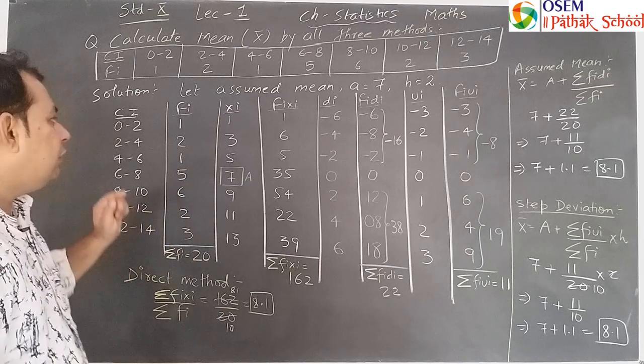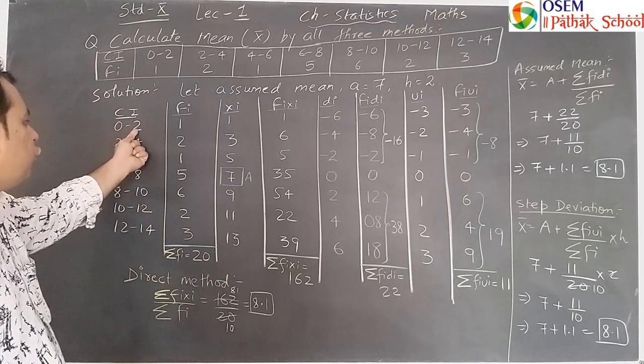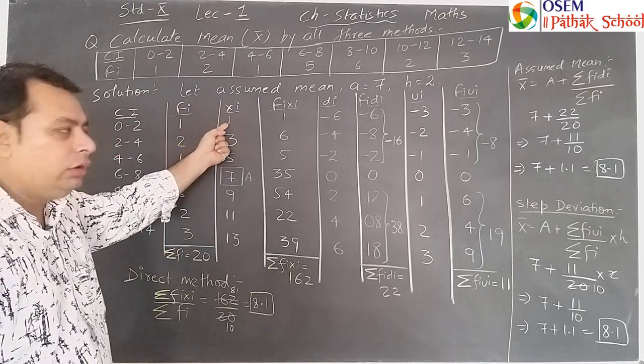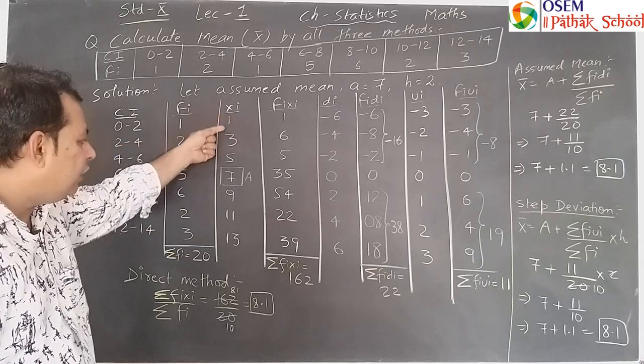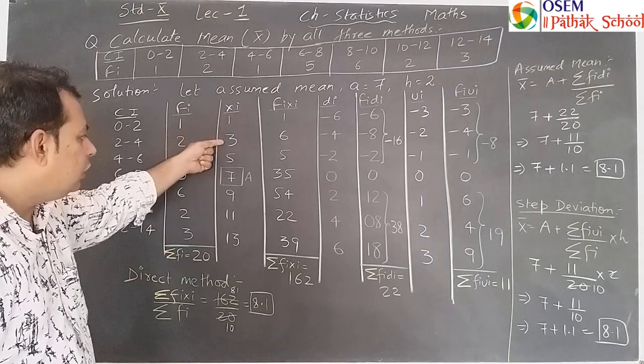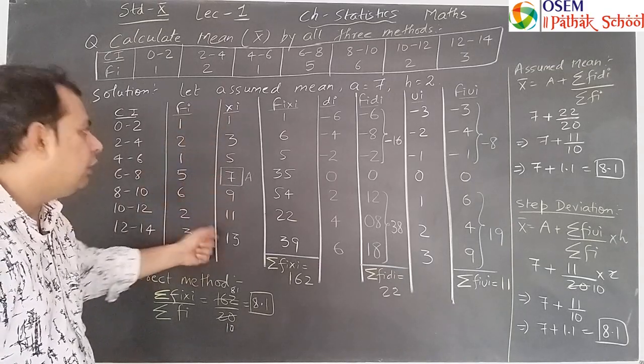How to take out the Xi? That is 0 plus 2 divided by 2, that is 1. 2 plus 4, that is 6, divided by 2, 3. Like that we have taken out the Xi: 1, 3, 5, 7, 9, 11, 13.